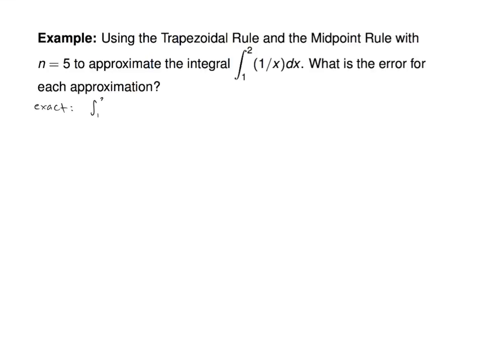So integral from 1 to 2, 1 over x dx. What's the antiderivative there? ln absolute value of x, but officially 1 and 2 are both positive, so it probably could be sloppy. So that's natural log 2 minus natural log 1. What is natural log of 1? 0. So this is equal to natural log of 2. Yeah, so that's the exact area under the curve.